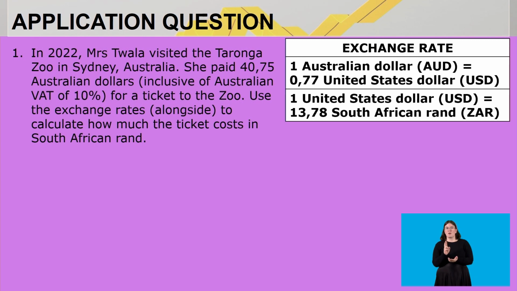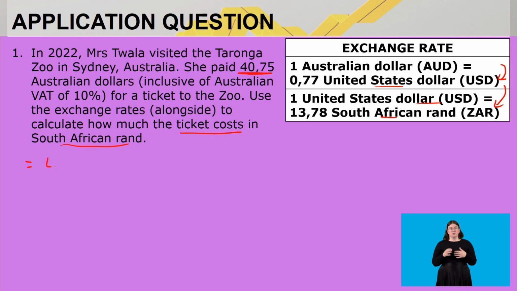rand. So here, first of all, it's the Australian dollar to the United States dollar. Then that's the United States dollar to the South African rand. So my mind is telling me I will go from Australian dollar to US dollar, and then from US dollar to South African rand, because we must calculate the ticket cost in South African rand. Are we clear? So therefore, I'll start by the Australian dollar.